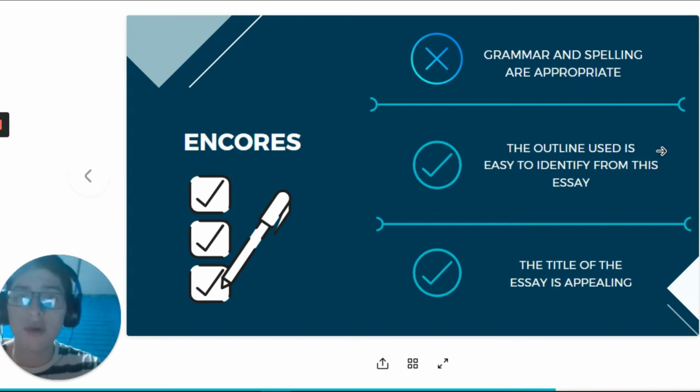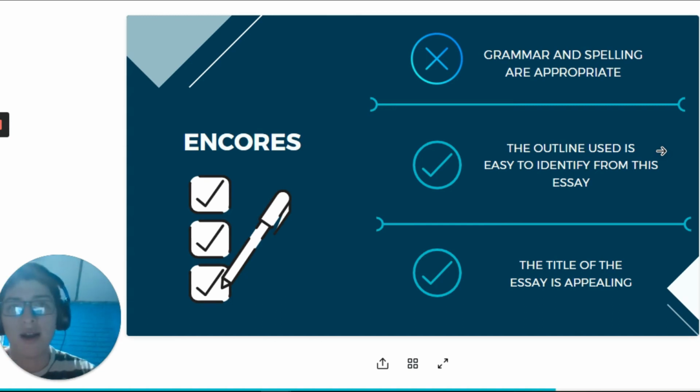Then we have grammar and spelling. Overall, appropriate, yes. There are moments or parts of the essay where the idea gets lost due to the errors that we have, but overall it's a pretty understandable text. The outline used is easy to identify from this essay. Yes, we considered that the main points are easy to identify, and it complies with basically having supporting facts for the ideas presented.